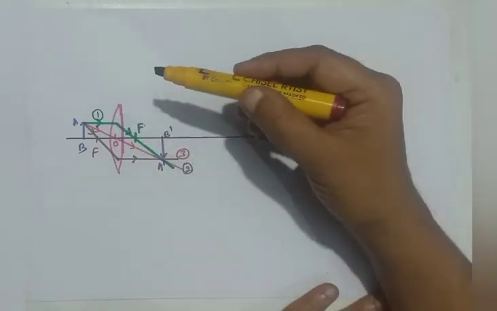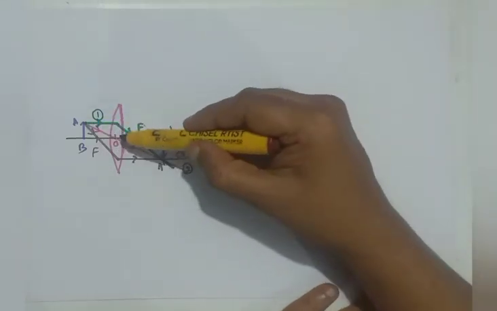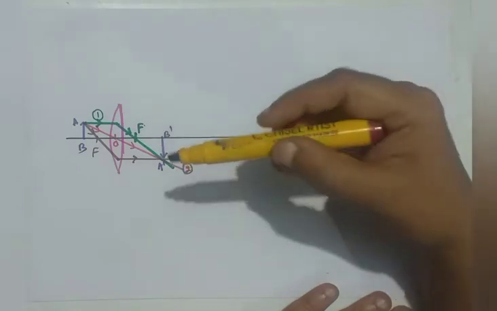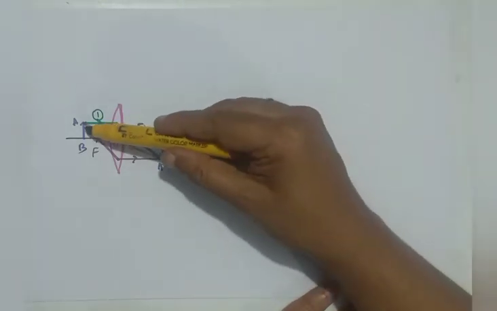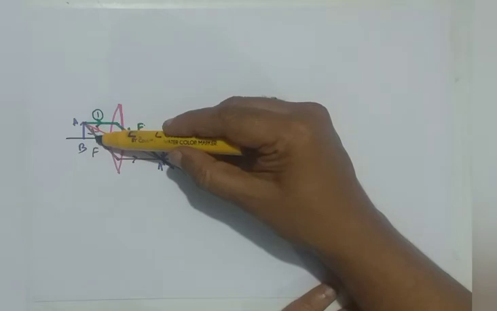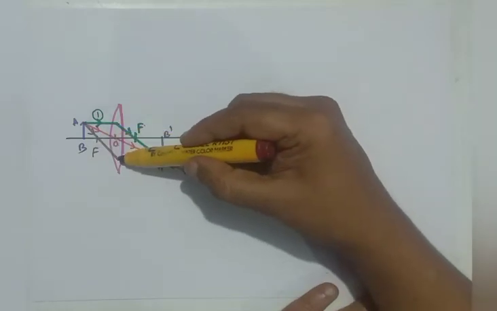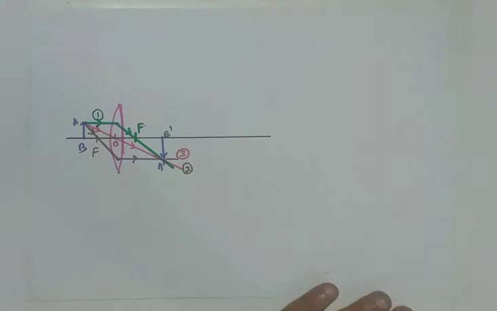The second ray is the light ray passing straight through the optic center, this one. The third ray is the light ray which passes through the focus first and then falls on the lens, after which it becomes parallel. So these are the three different light rays we typically use to trace the image in the case of lenses. Now we learn to derive the lens formula, a formula which connects the focal length of the lens, object distance and image distance.